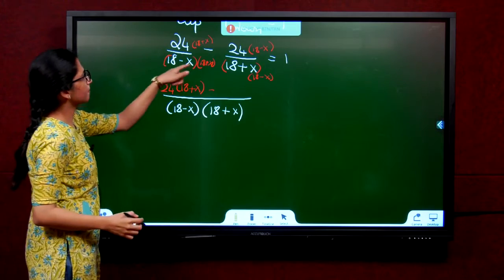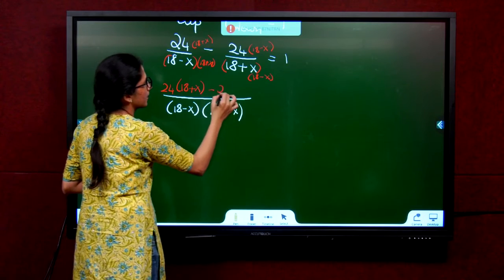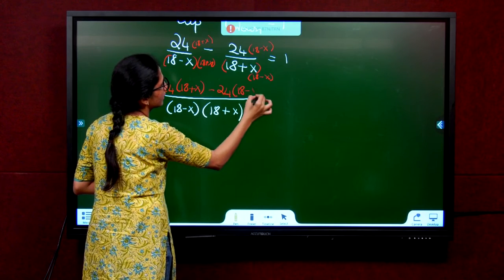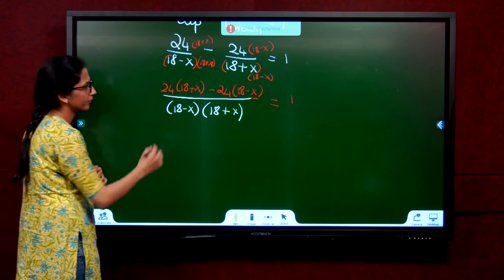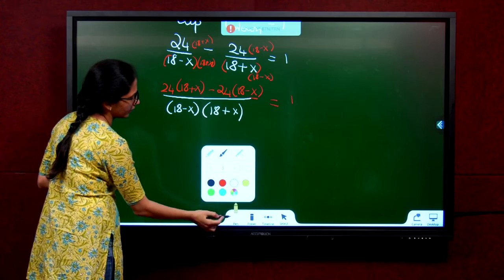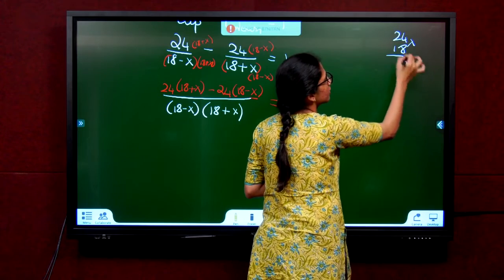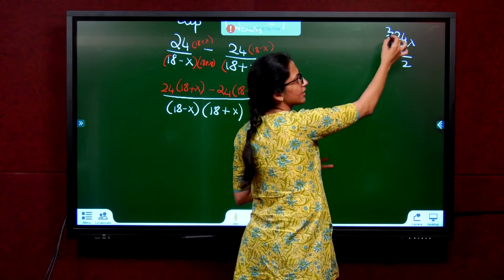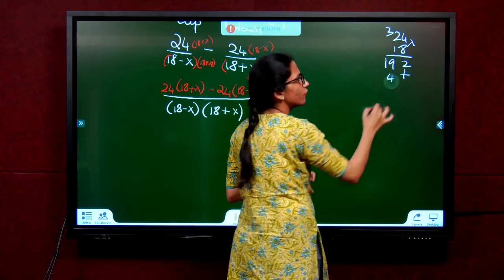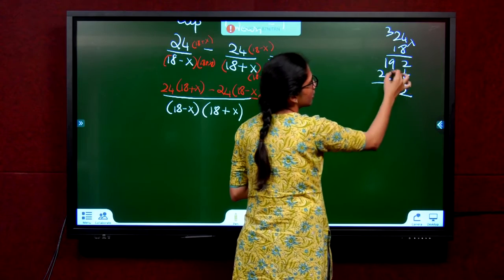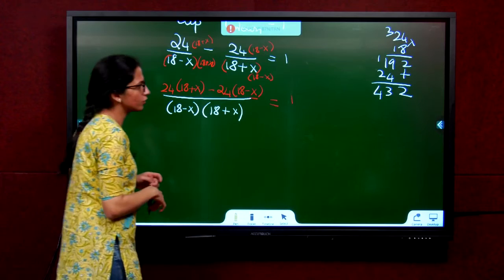You don't have to show this red part I have written here. This is for your understanding. You can directly go ahead with this. So it becomes 24 into 18 minus x is equal to 1. 24 into 18. What is 24 into 18? 8 4s are 32. 8 2s are 16. 16 plus 3, 19. Plus 1 4s are 4. 1 2s are 2. 9 plus 4, 13. This becomes 432.